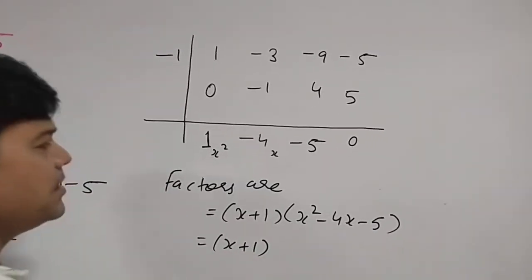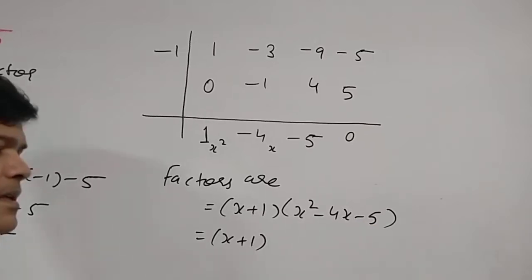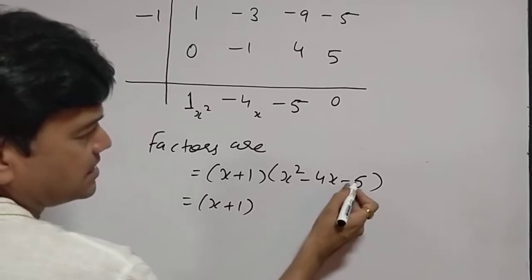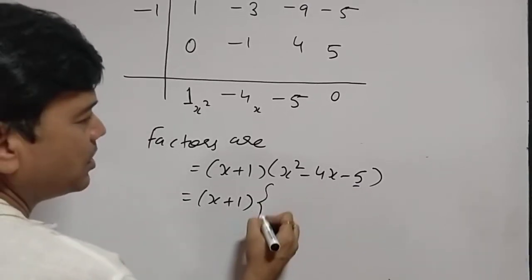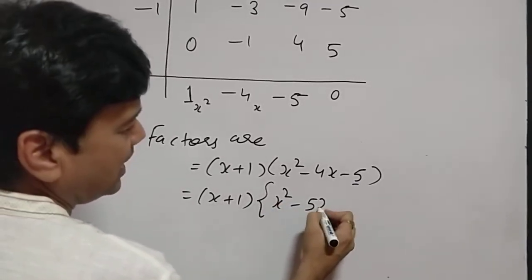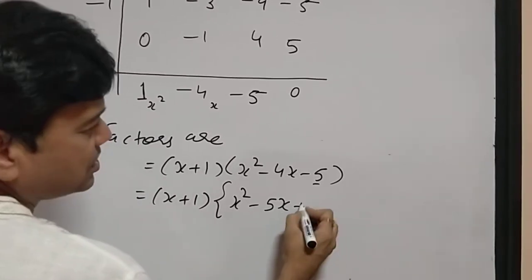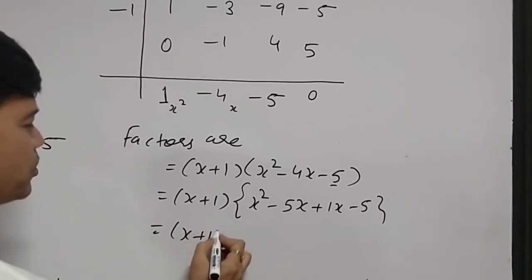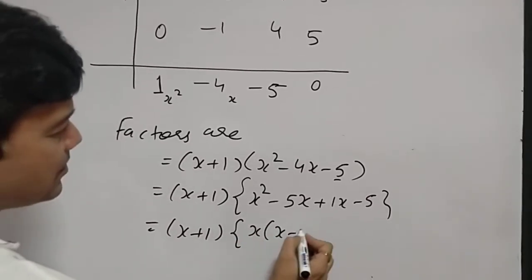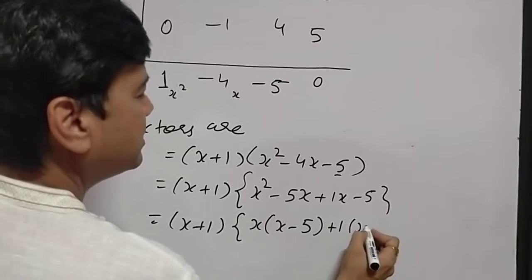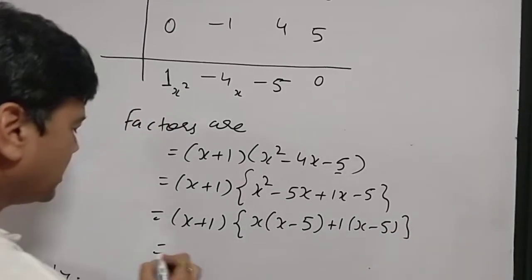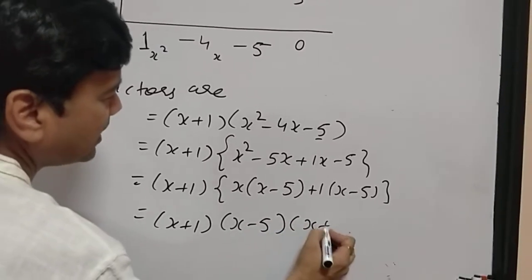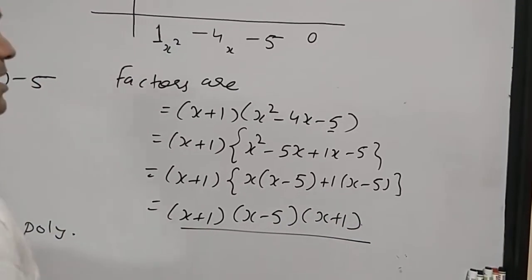Then again the splitting method. The multiplication is 5 and the subtraction is 4, the last sign being minus. So what is the part? Now we have to do it directly. Minus 5x plus 1x. Take x common from the two terms, 1 common. So the factors are x plus 1, x minus 5, x plus 1. This is the answer. So this is a 3 marker sum.